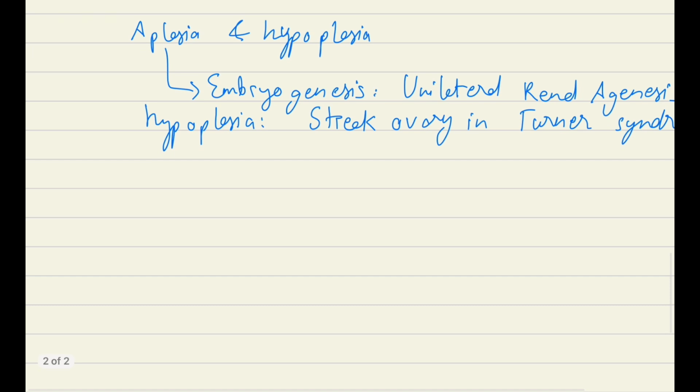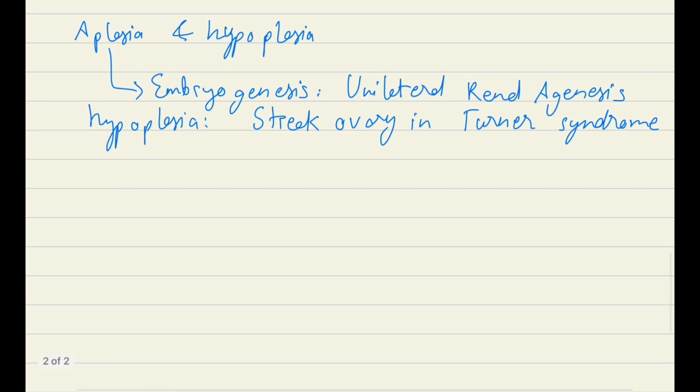Let's talk now about aplasia and hypoplasia. Aplasia is the failure of cell production during embryogenesis. The example is unilateral renal agenesis. And hypoplasia is a decrease in cell production during embryogenesis. The example of hypoplasia is streak ovary in Turner syndrome.